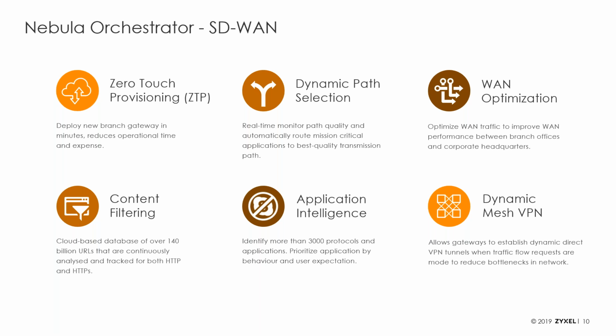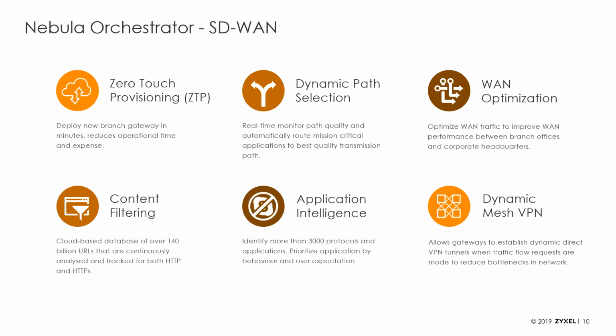So Nebula Orchestrator, as a summary, provides you zero-touch provisioning, which is installation and configuring of the gateways as easy as we can possibly do it. Dynamic path selection: it monitors in real time each and every path that is available between the locations and selects the optimal path based on the application and certain factors. We will go into more details on these after this slide.